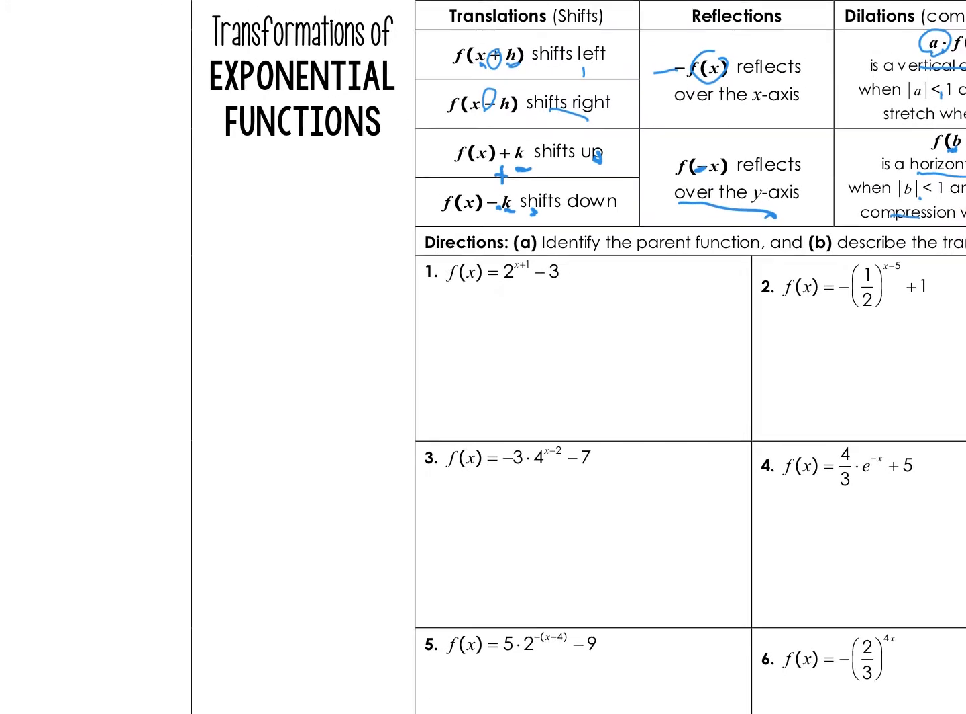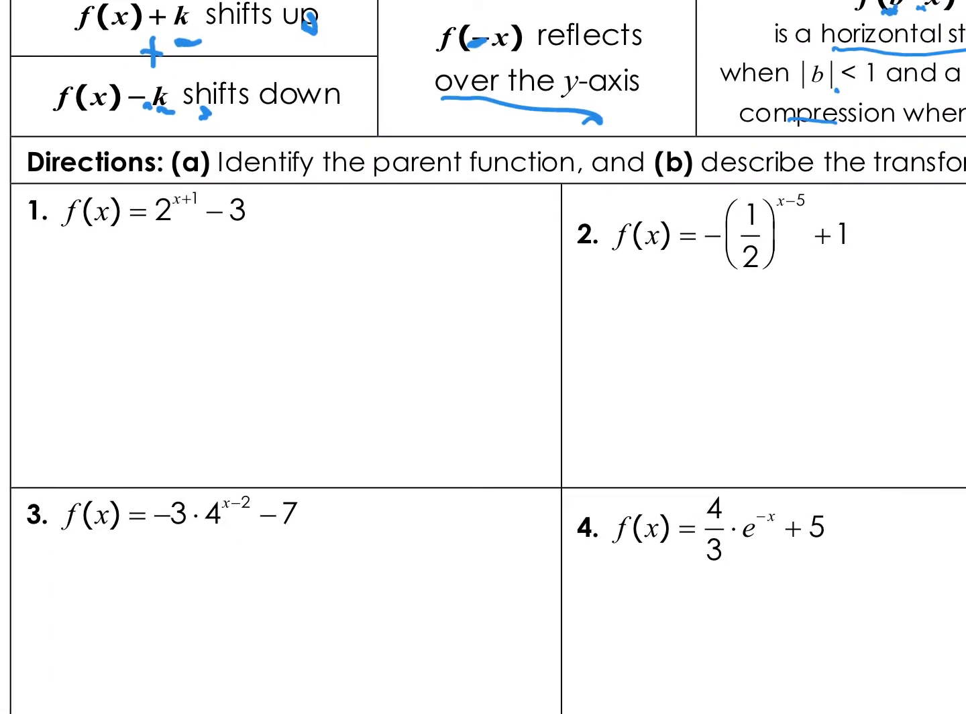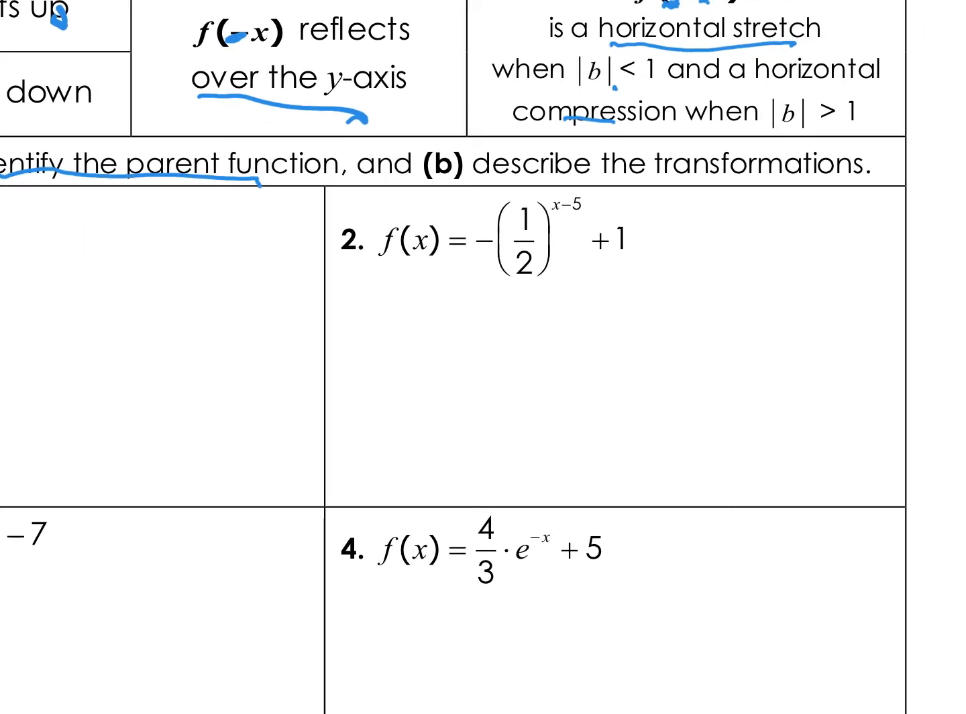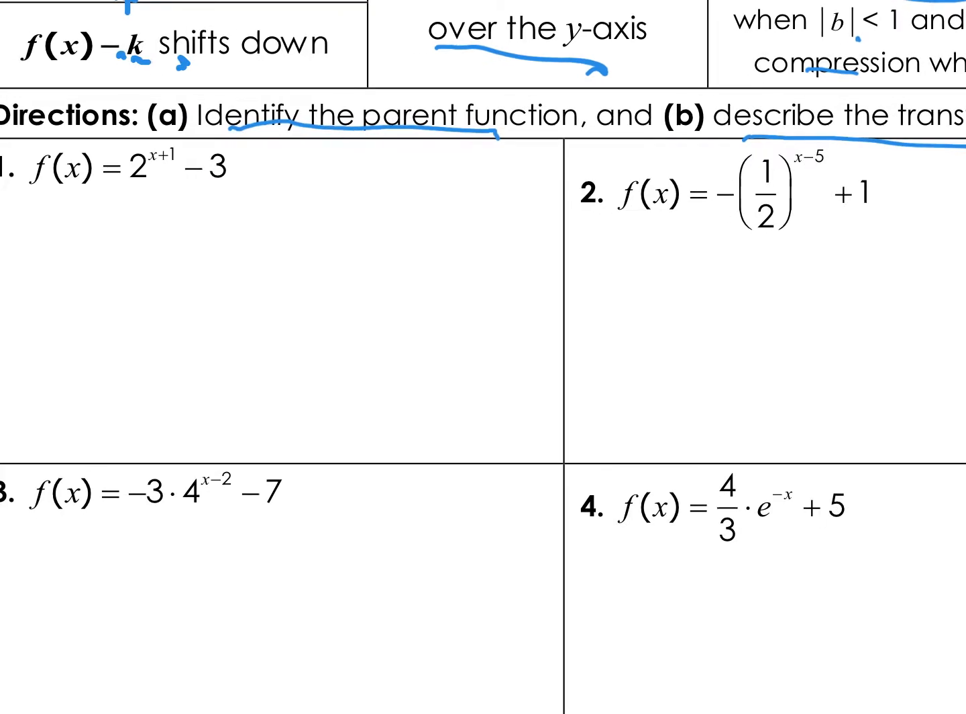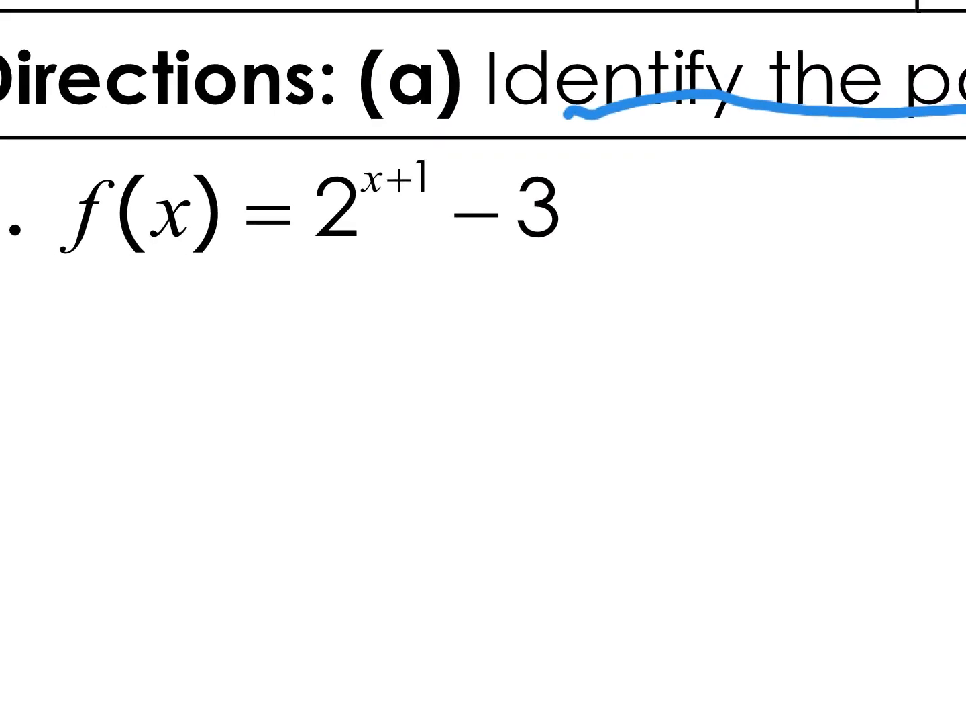All right, directions for this one is just identify what the parent function is and describe the transformations. So as I look at this one here, okay, b is a 2. Since b is a 2, this is called an exponential growth.